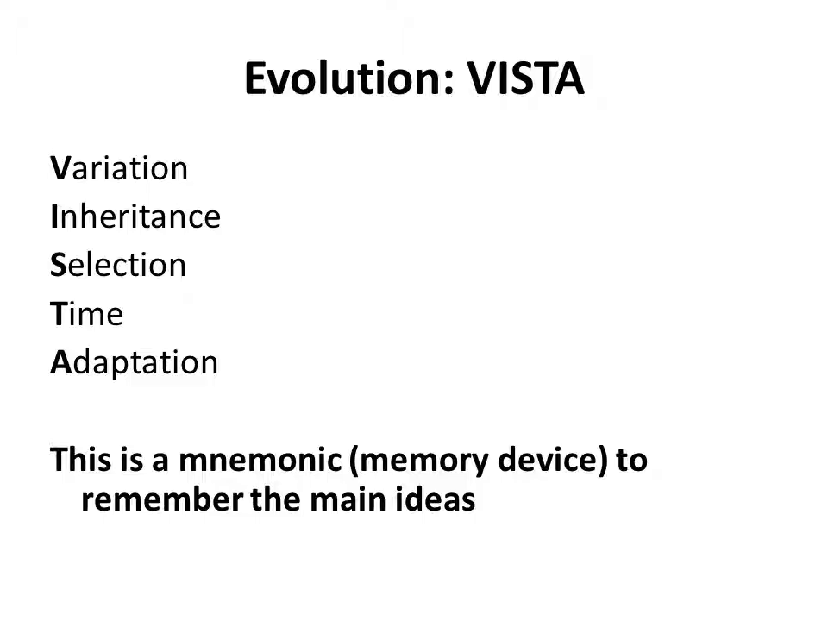You need enough time for changes to happen, and this time period might be hundreds of years, thousands of years, or even millions of years. And all these four factors, variation, inheritance, selection, and time, cause adaptive change. Adaptations are changes in the body or the structure of the body or the functions of the body that allow an organism to be better able to survive and reproduce in a given environment.